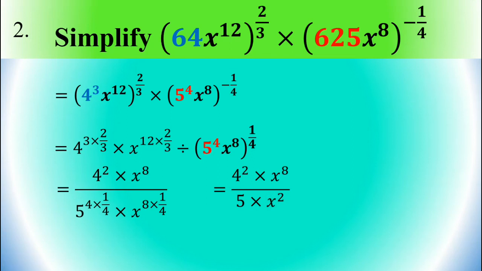Now you have to follow the rules of division of indices. Then 4 to the power 2 is 16, then 16 upon 5, and by the rules of division, x to the power 8 minus 2. Then finally you will get the answer as 16x to the power 6 upon 5. This is the final answer.